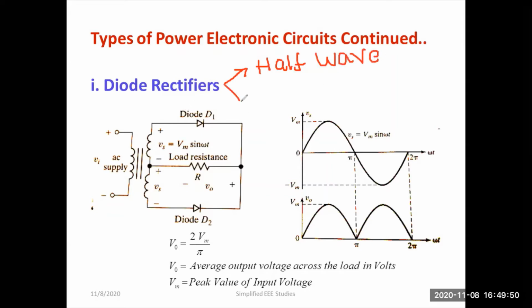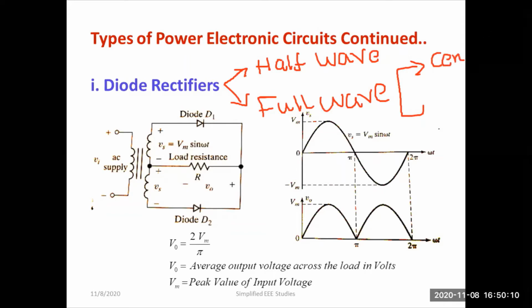The second type is known as the full wave rectifier. Again, full wave rectifiers have two topologies. The first topology is the center tapped rectifier. The second configuration is known as the bridge rectifier. Okay. These are the two types of topologies for the full wave rectifier.